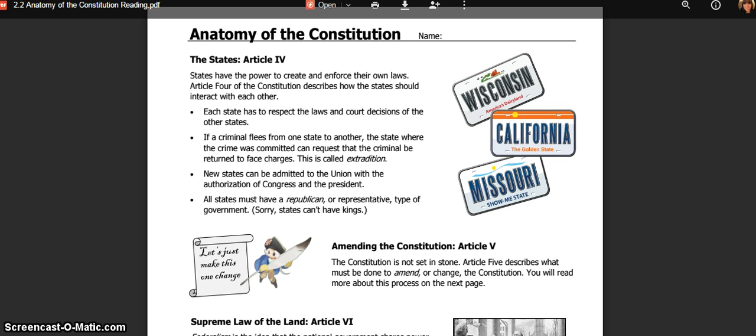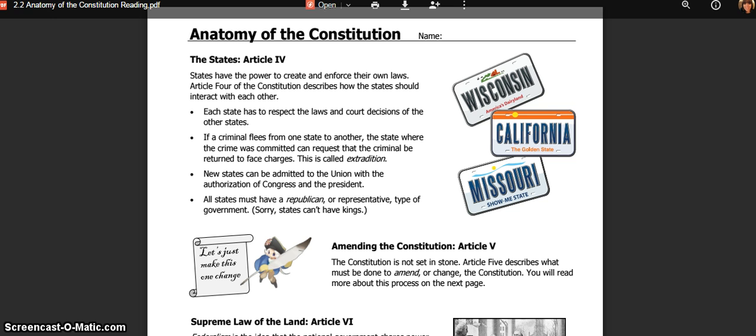This is called extradition. New states can be admitted to the Union with the authorization of Congress and the President, and all states need to have a republican, or representative, type of government. This basically just means that states can't have kings.